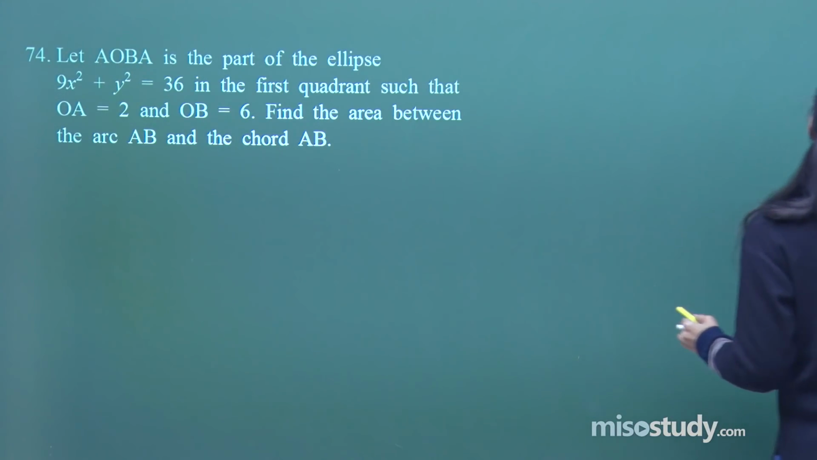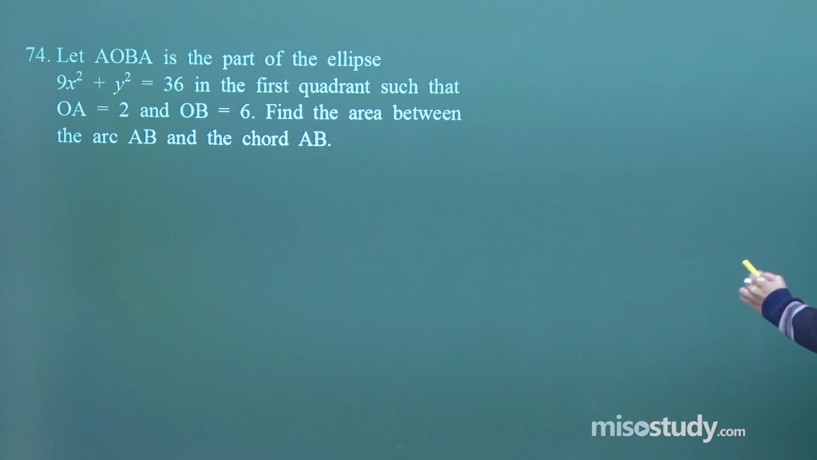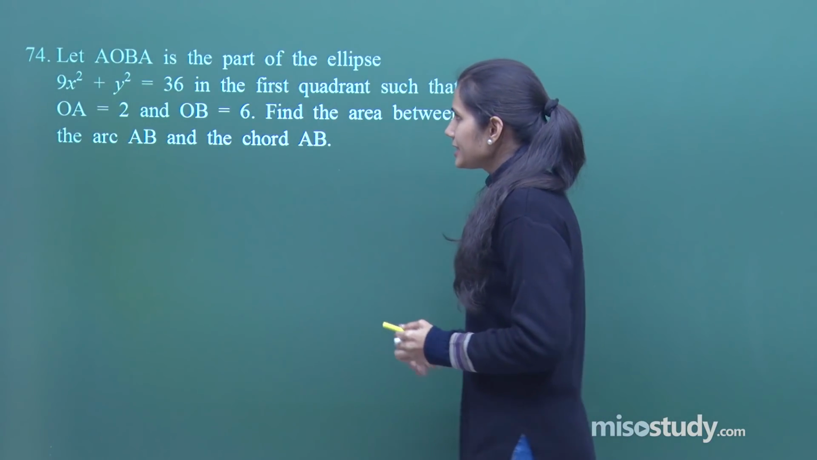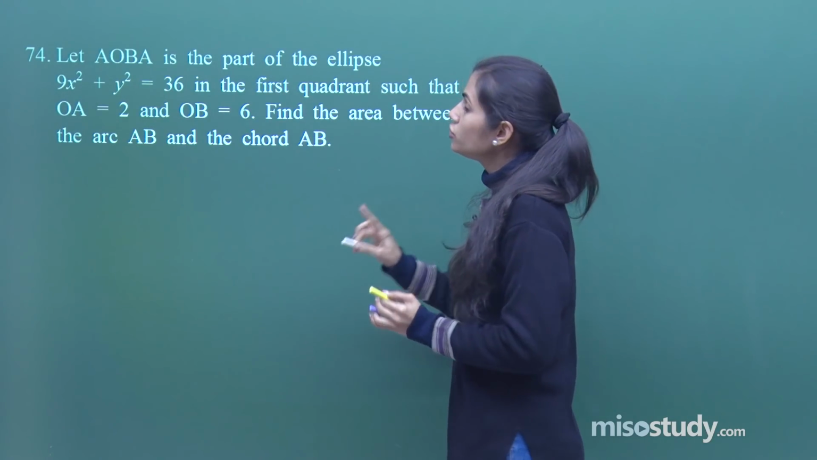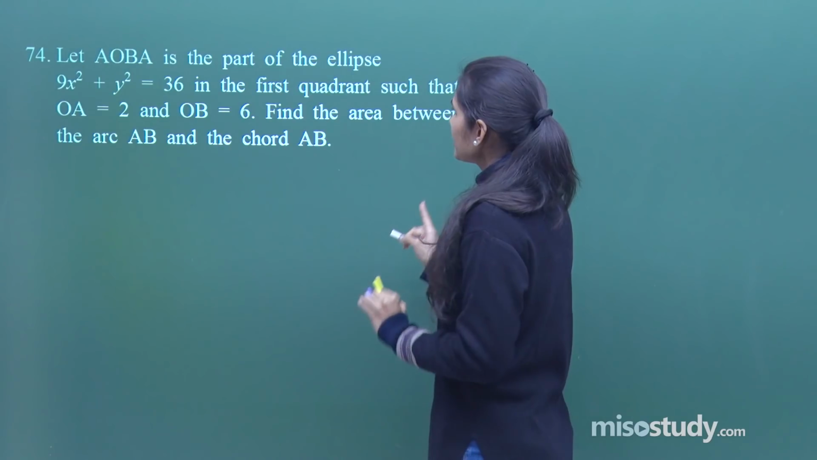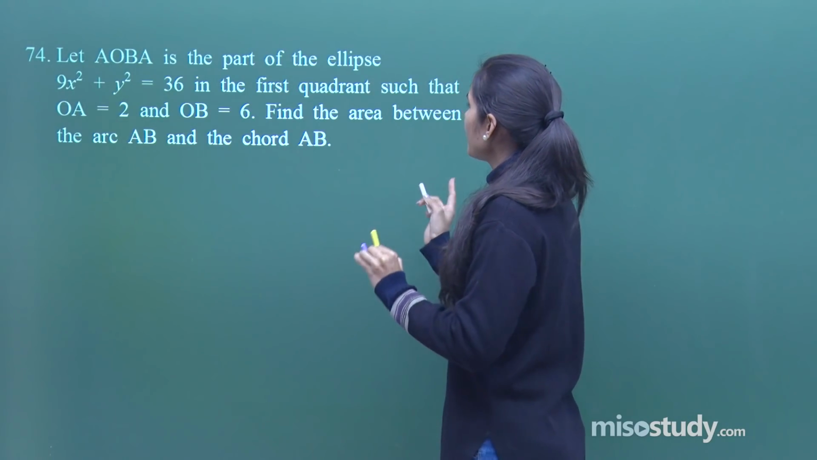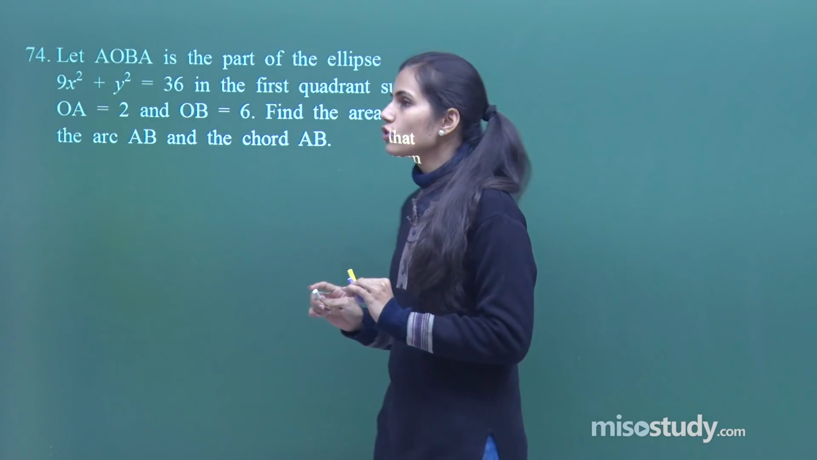So let's try to read the question and see what it is trying to demand, because the figure is not given to us. It is saying AOBA is the part of the ellipse whose equation is given to you just in the first quadrant, such that OA is 2, OB is 6. Find the area between the arc AB and chord AB.